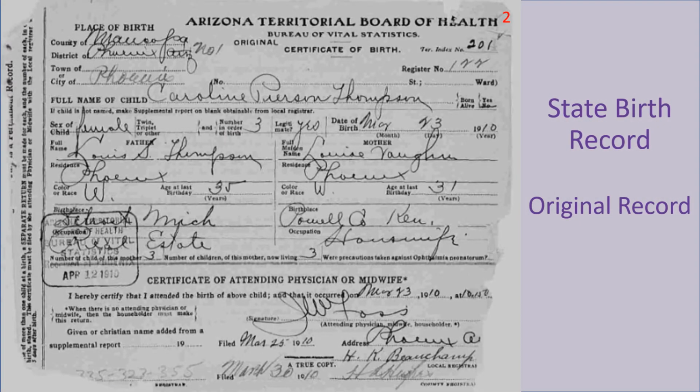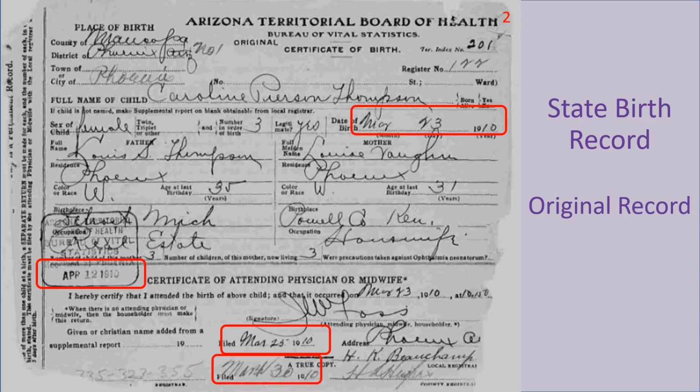This is another state record. The child was born on the 23rd of March, 1910. Notice the filing dates. The local registration was on March 25th, 1910, and in the county on March 30th, 1910, and the state registration was on April 12th, 1910. This was filed with the county, and then the county sent it to the state.